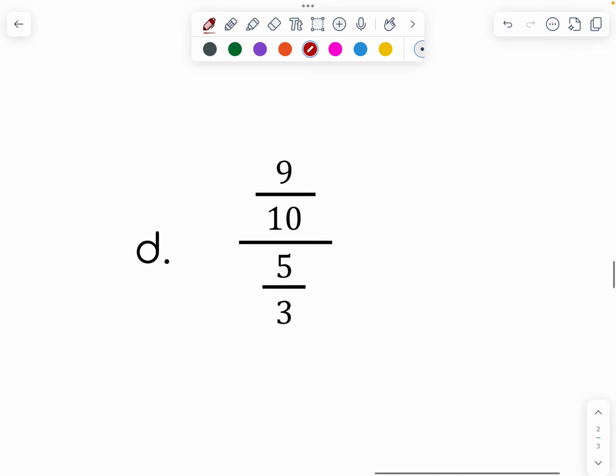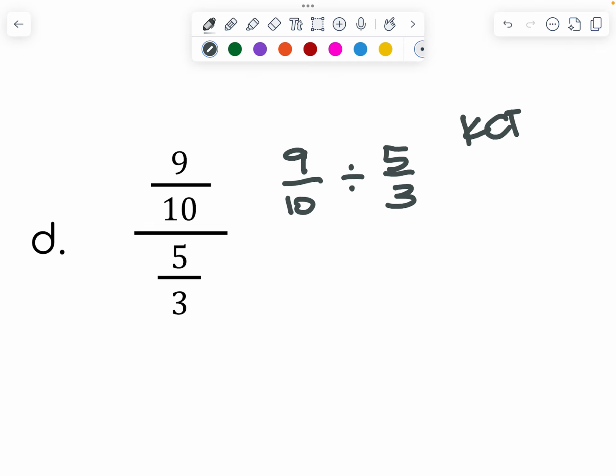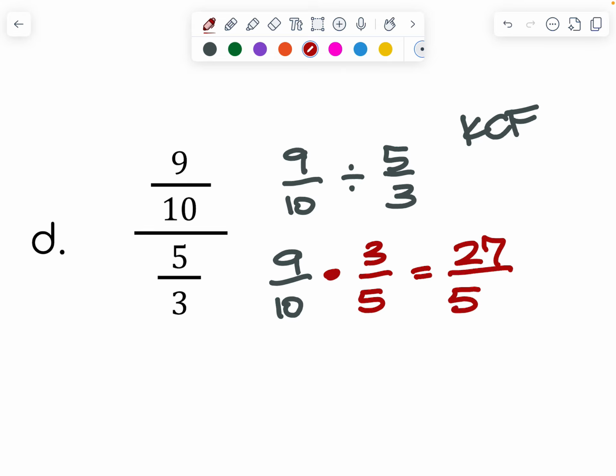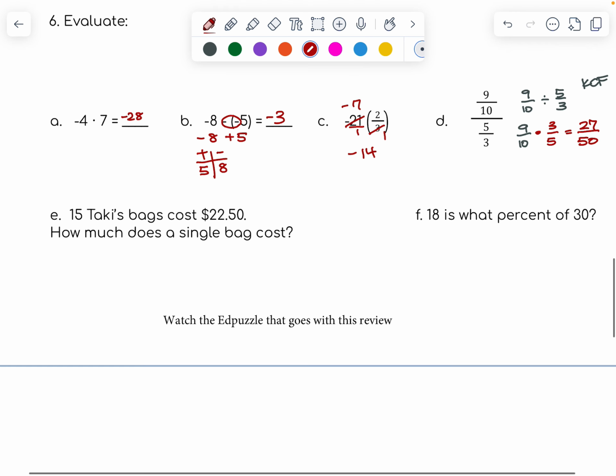All right. Oh, let's rewrite this problem. You guys should be pros at this. 9 over 10 divided by 5 over 3. We're going to do a little keep, change, flip. Here we go. Change that to multiply, and we flip it, do the reciprocal. I cannot cross cancel, so I just get 27 over 50. That's yucky. All right. Look at that. 2 more problems. We're done.